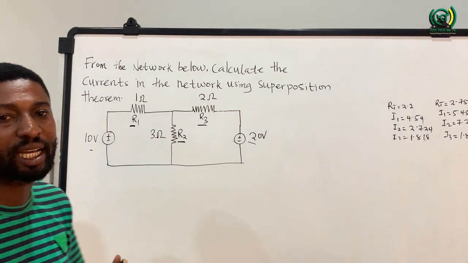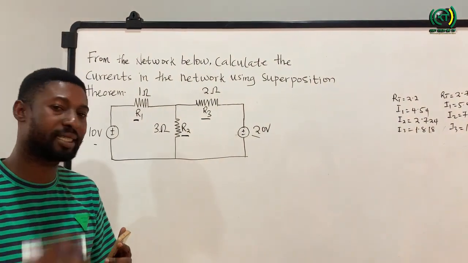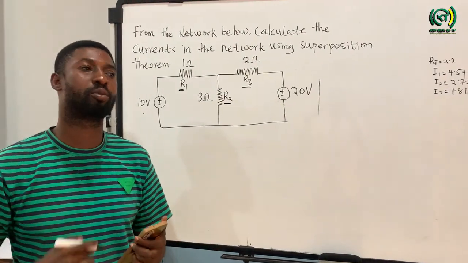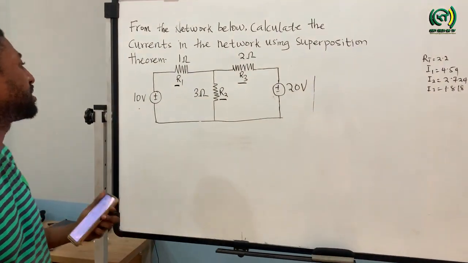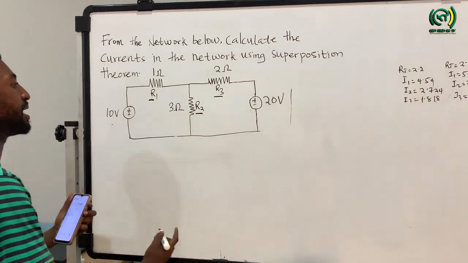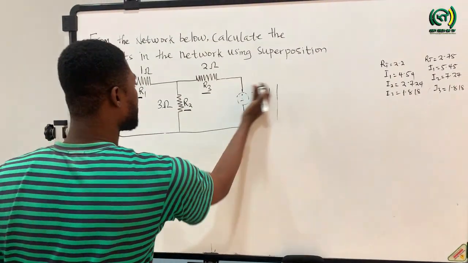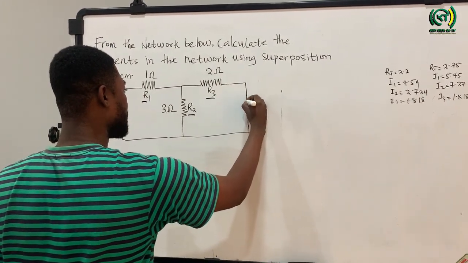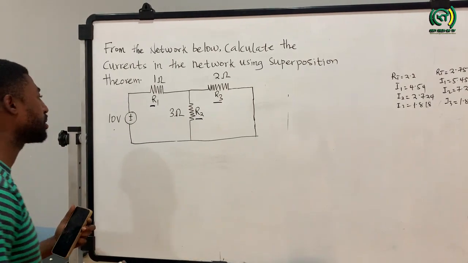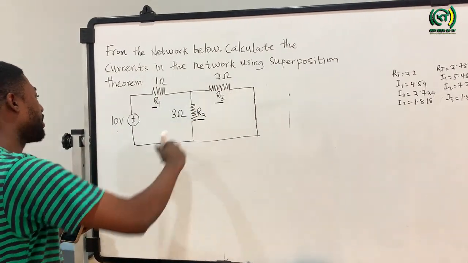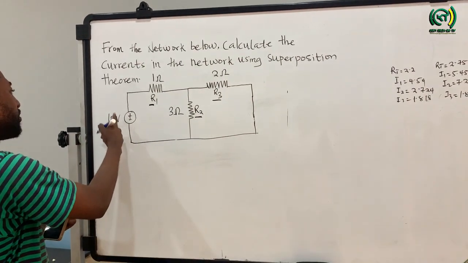Anytime you want to deactivate a voltage source, you represent it with a short circuit. So using superposition theorem, we are going to deactivate one of the sources. Here, let's start by deactivating the 20 volt source. Since it's a voltage source, we will replace it with a short circuit. Then we will calculate the current flowing through resistors R1, R2, and R3 when the source voltage of 10 volts is acting.